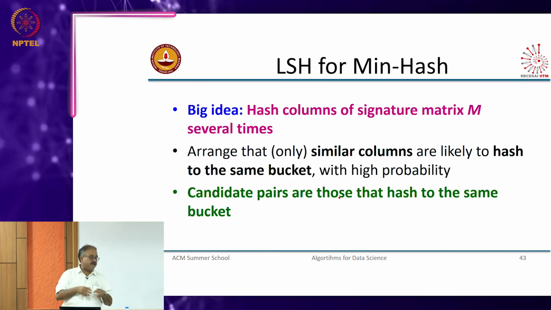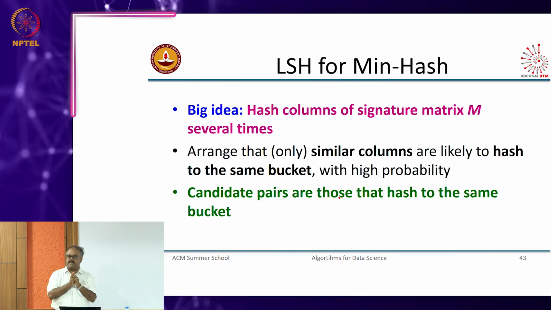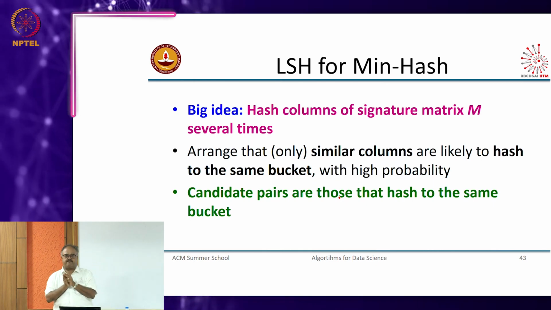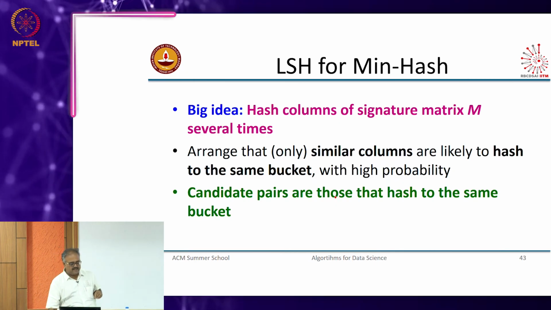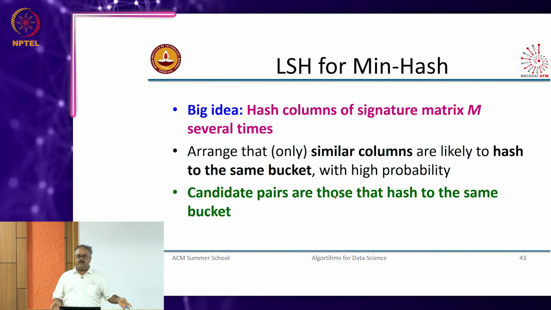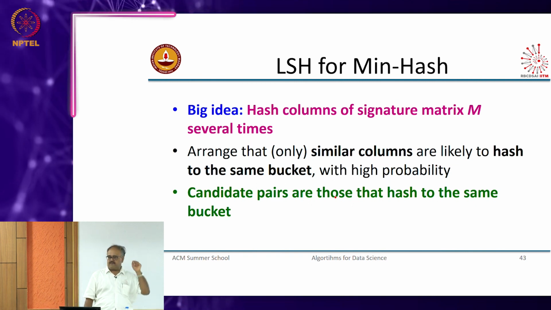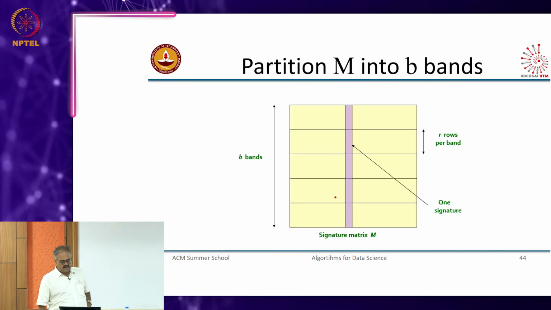Or the other way of flipping it around, if two columns have a similarity greater than 0.8, then with a very high probability they will hash to the same bucket. And then at the end of it I just look into each bucket, all the pairs of elements that have hashed to the same bucket are candidate pairs, right. So, however many buckets I have, I will just scan through those and I will get that, right.